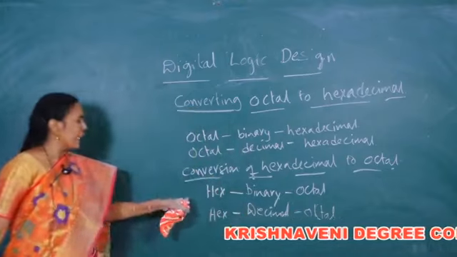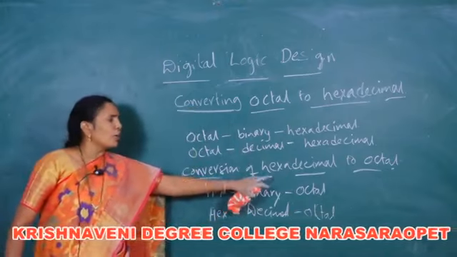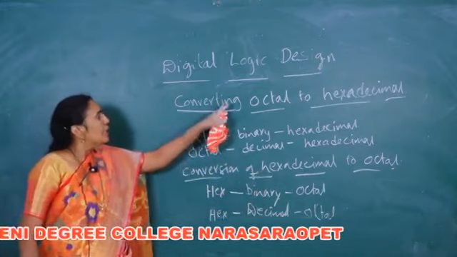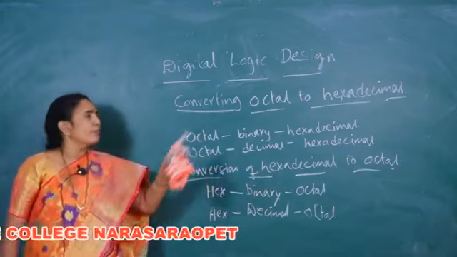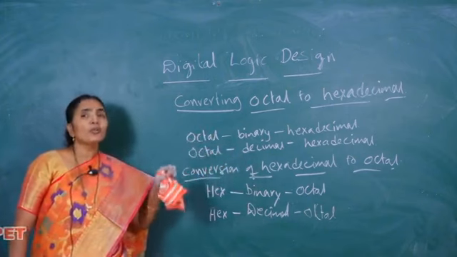So, as we have seen how to convert a hexadecimal to binary, and we know how to convert a binary number to octal. There is no direct conversion from octal to hexadecimal or hexadecimal to octal. It is a 2-step process.